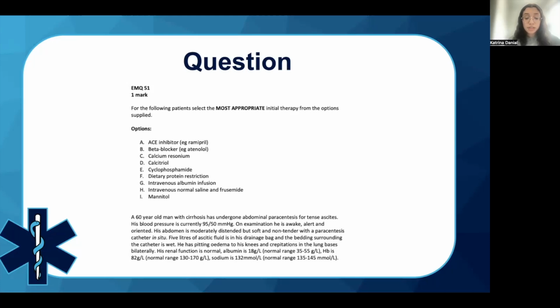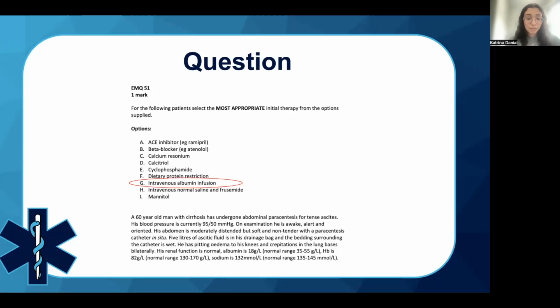He has pitting edema to his knees and crepitations at the lung bases bilaterally. His renal function is normal. Albumin is low, 18 grams per liter. Hemoglobin is also low, and sodium is slightly low. What do we think this patient needs? The answer is he needs albumin.